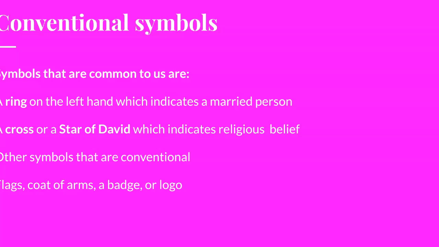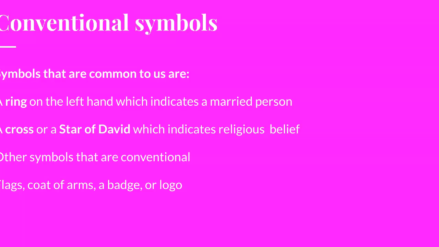So there are conventional symbols that are often referred to that we know what that means. So a ring on the left hand indicates a married person. An author may not say so and so is married, but just describe the ring on the left hand finger. Or an author may not say a person's religion, but just talk about their religious ornaments to relay that message for you. So there are conventional symbols that are very common to us that we know of, that we can say, oh yes, and we don't have to go further than that because those are conventional symbols.